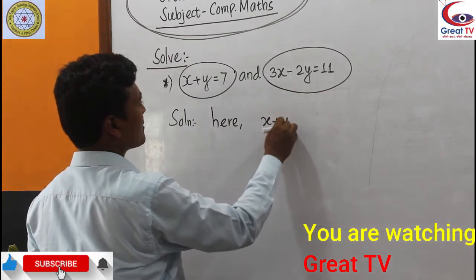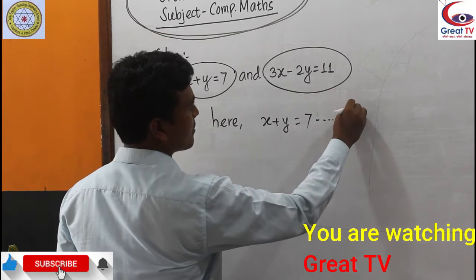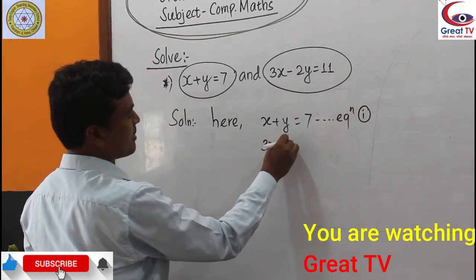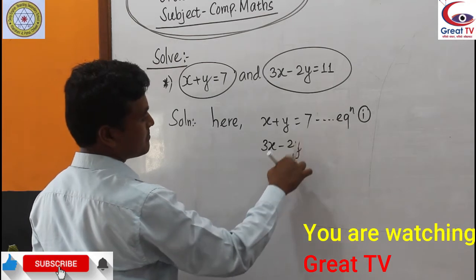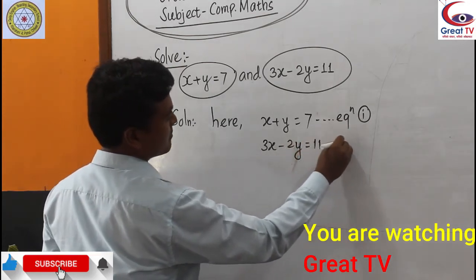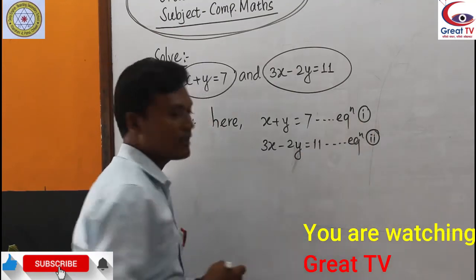x plus y equals 7. Let us consider this equation first. 3x minus 2y equals 11. Equation second. Now let me remind you something.